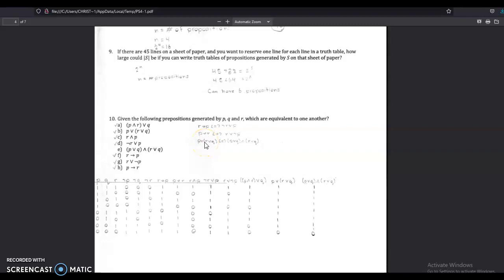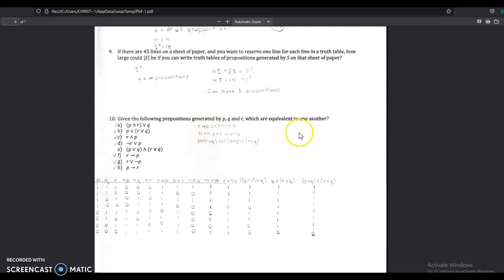R to P, which is right here, this 7th column, is equal to inverse of R or P, which is right here. So we can see as they line up: 1, 1, 1, 1, 1, 1, 1, 1. True, they're both biconditional. P to R is biconditional to R or inverse of P. So R or inverse of P is right here, and then P to R is right there. So we can see 1 to 1, 0 to 0, 1 to 1, 0 to 0, 1 to 1, 1 to 1, 1 to 1, 1 to 1.